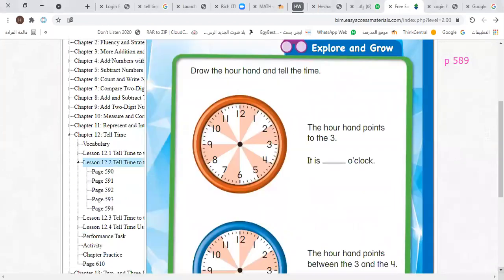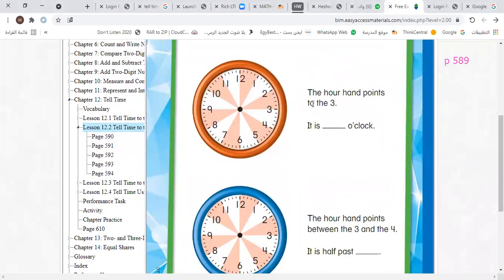Here, the hour hand points to the 3. We want to draw the hour hand pointing to the 3. Okay, let's draw it like this. This is the hour hand and it points to 3. It's 3 o'clock. We know that if the hour hand points to 3, the time is 3 o'clock. Let's write here: it's 3 o'clock.